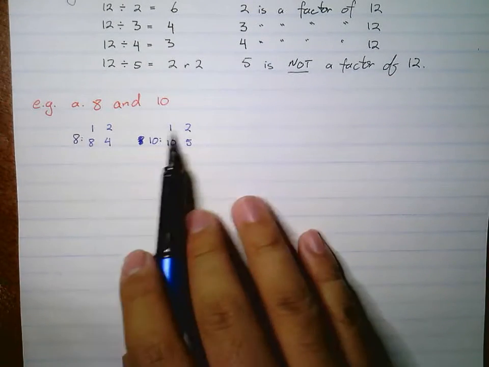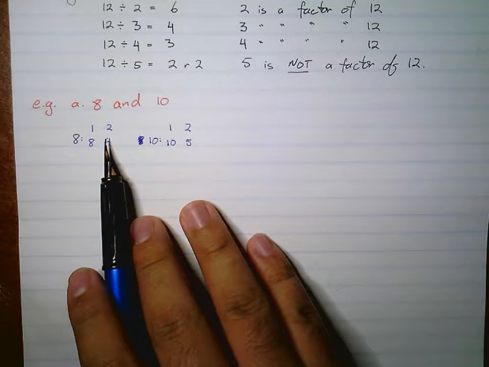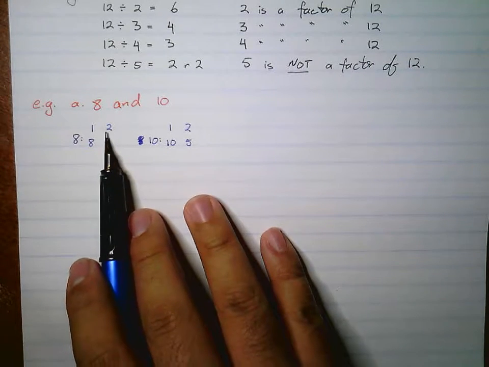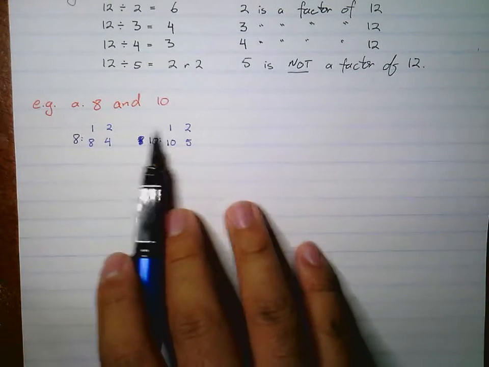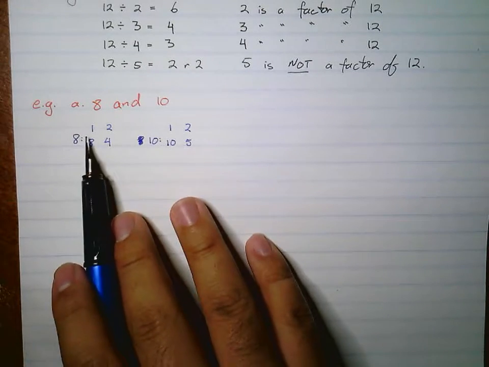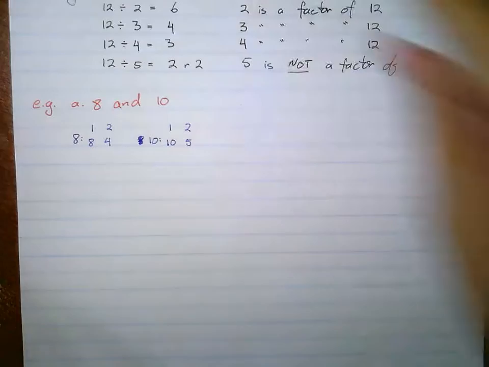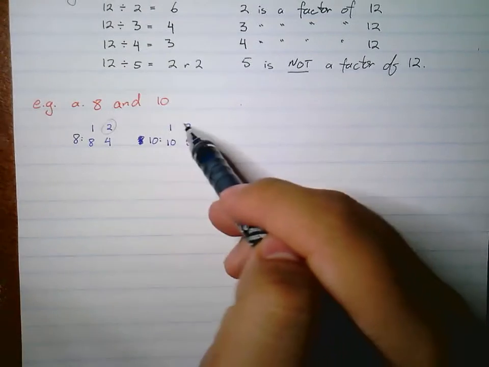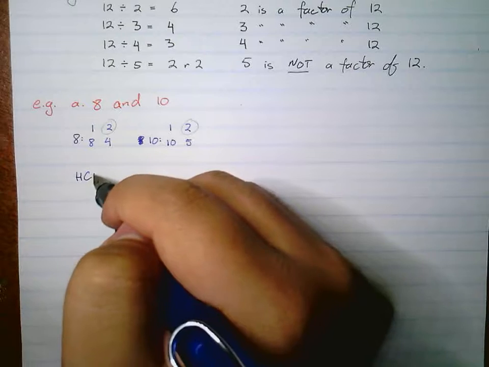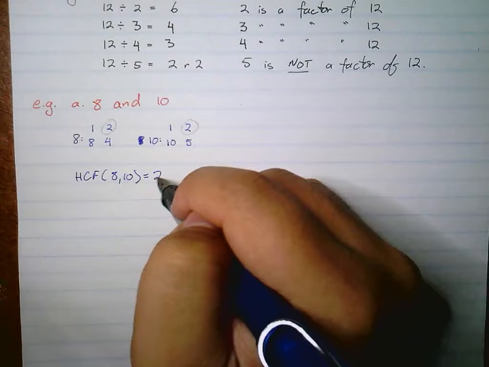Now, of all the numbers that we have here, which of them is the largest factor, the highest common factor? So we have 1 is common to both, but it's not the highest one. 2 is common to both, and it's actually the highest one in both. So that there is our highest common factor. So we write it as HCF between 8 and 10 is equal to 2.